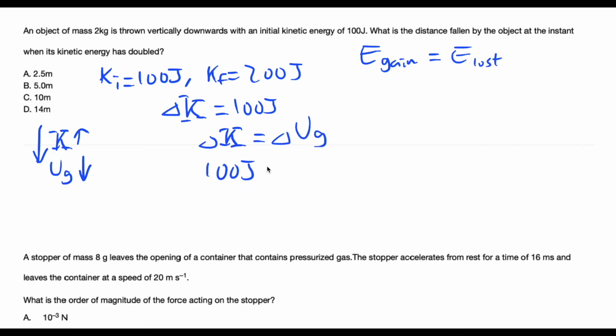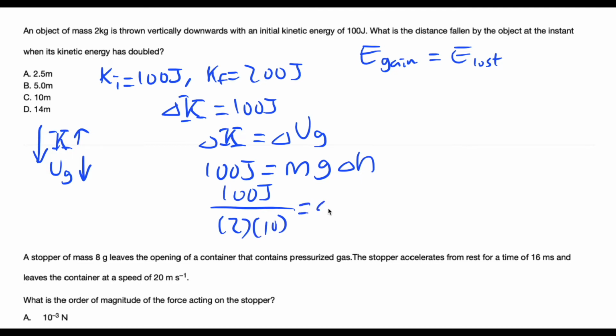So 100 joules is equal to mass times gravitational acceleration times the change in vertical displacement. So the change in vertical displacement is 100 joules over mass times gravitational acceleration, so 2 times 10, which is equal to 5.0 meters. And this is how much distance it has fallen in this instant. So the answer is B.